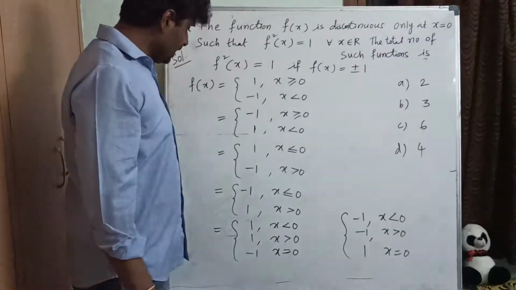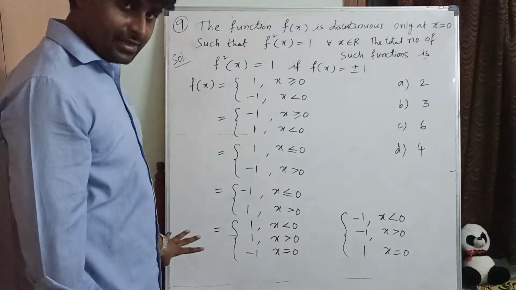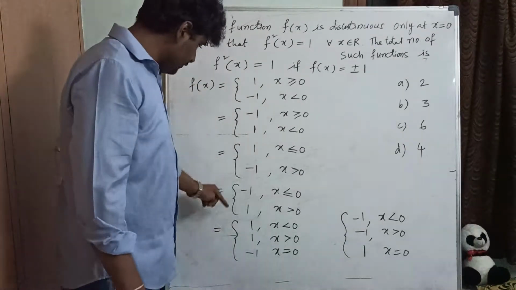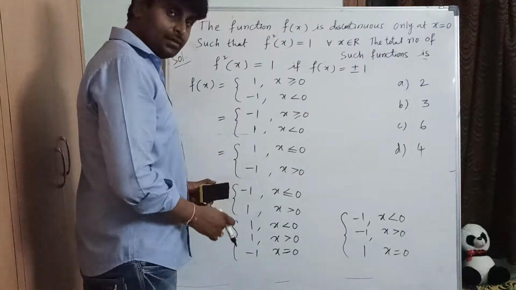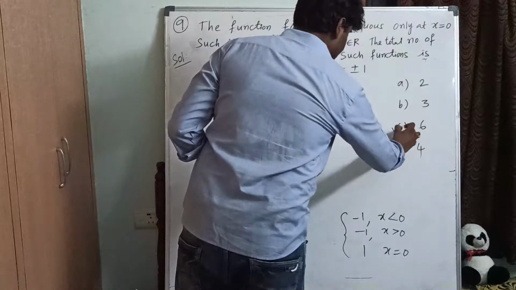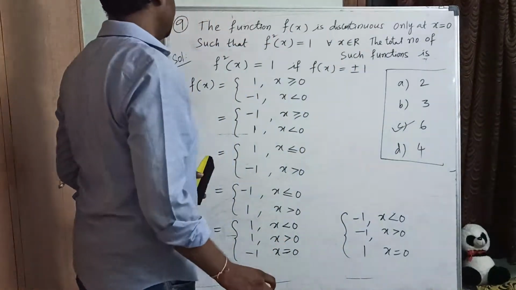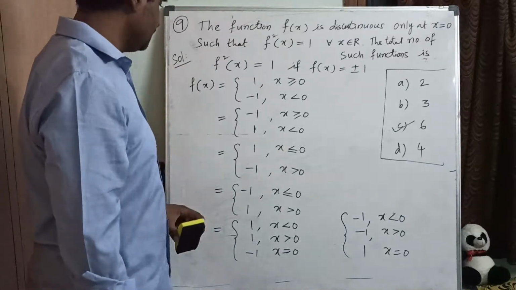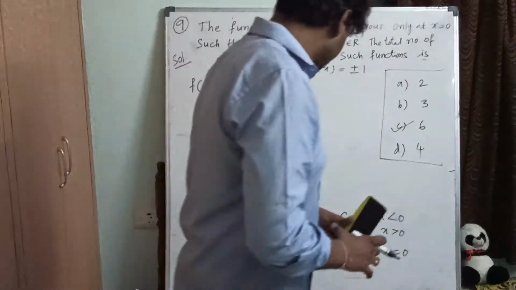Clear? So like that, how many functions are possible? How many functions can we take here? 1, 2, 3, 4, 5, 6. Correct? So which of the following options is correct? Option C. So such functions are 6 in number. Clear? Hope you have understood. Make a note of that.